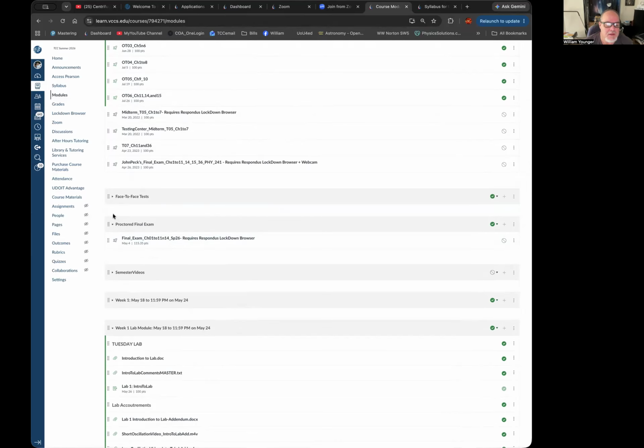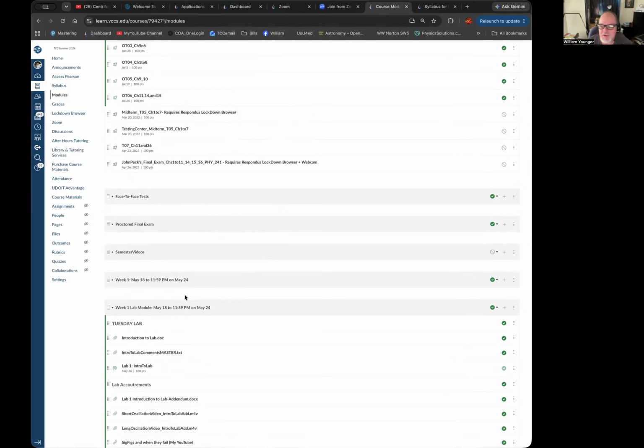This is often where I put the proctored final exam. I haven't put that there. Again, proctored for us this year means you have to take it with Respondus LockDown Browser and with Respondus Monitor. So you need a webcam. You have to follow all the instructions as listed in Respondus.